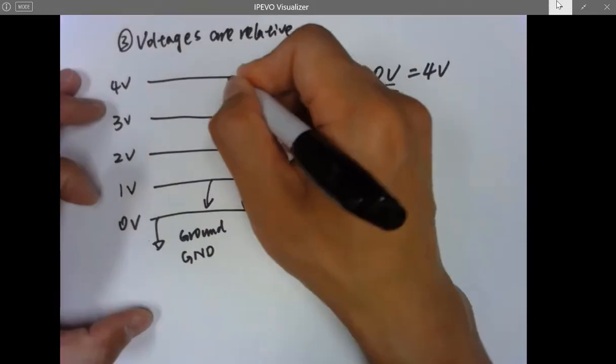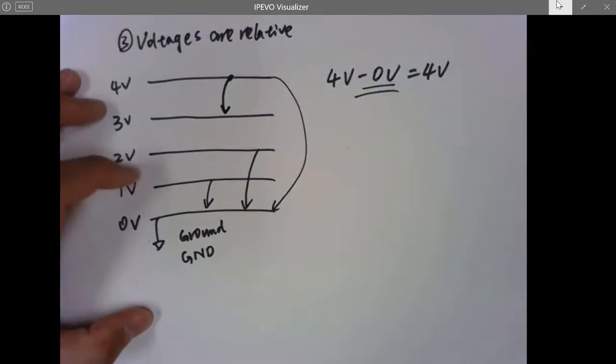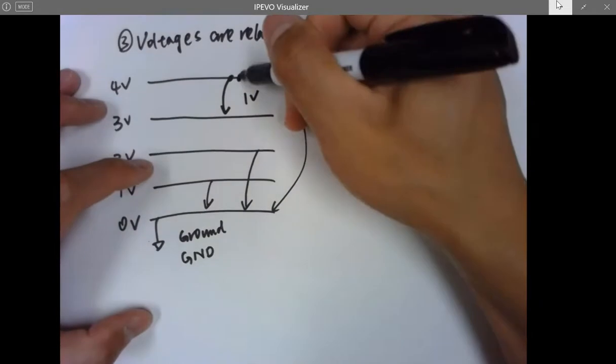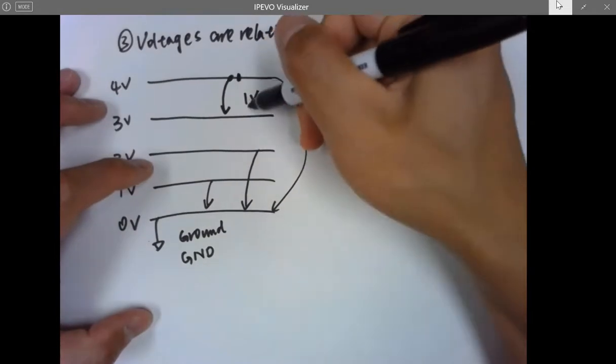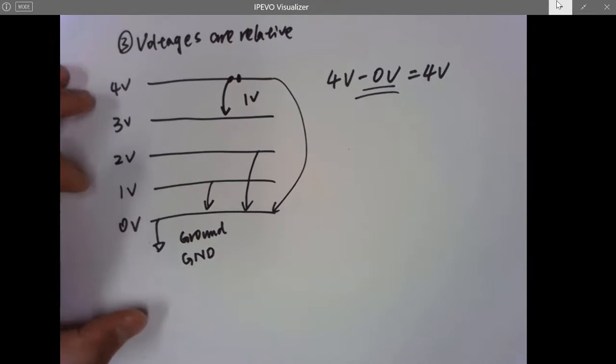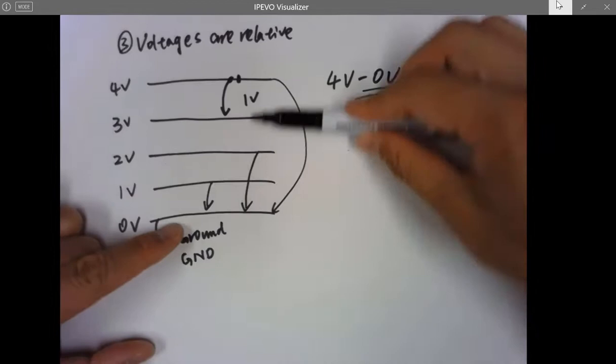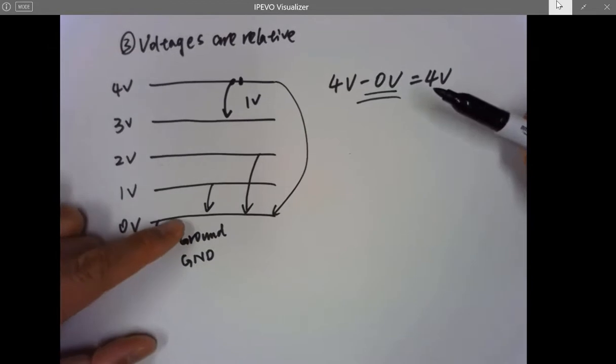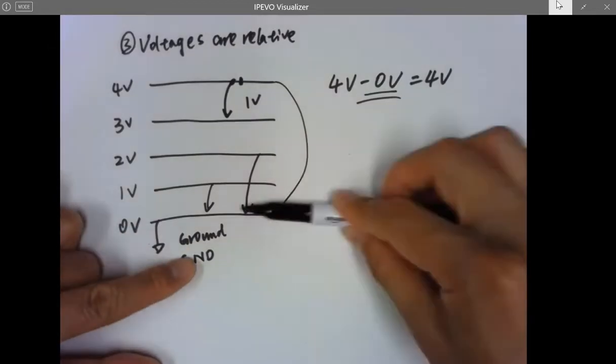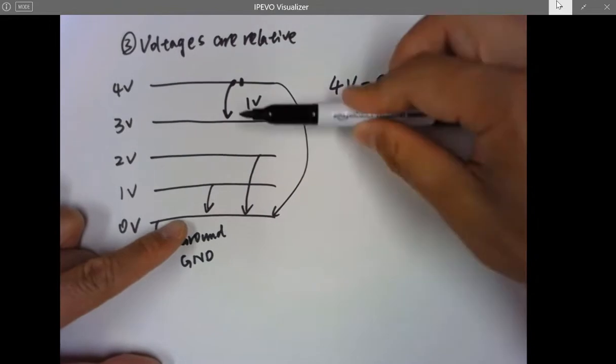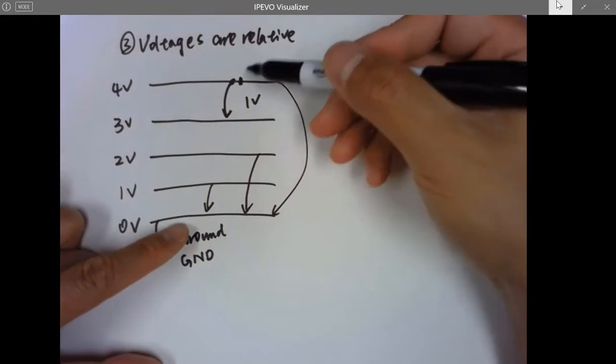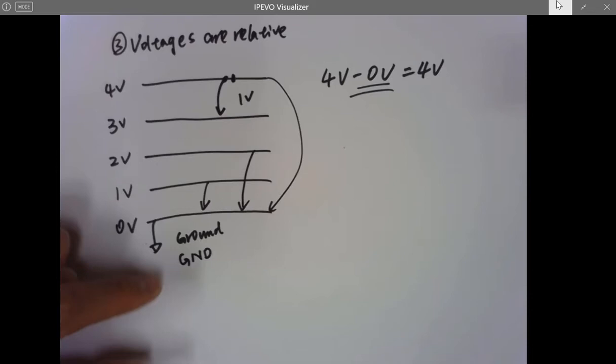So, for example, what's the voltage here compared to here? Okay, it's going to be 1 volt. So the voltage here compared to the 3 volts is going to be 1 volt, not 4 volts. So it's always relative. It's like all the different floors in the building. This is the base, this is the first floor, second floor, third floor, and so on and so forth. Doing this kind of comparison is probably easier to understand.